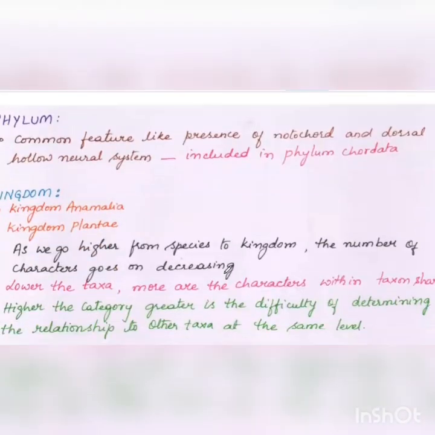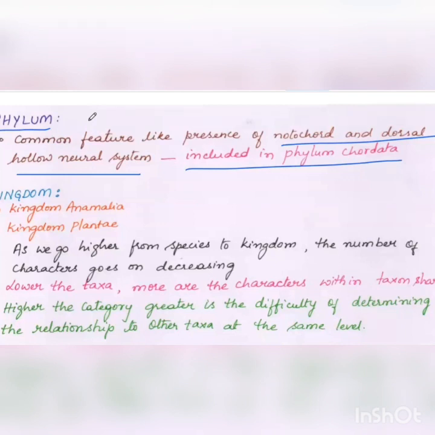And next, coming to the phylum, one of the topmost hierarchies. The common features are the presence of notochord and dorsal hollow neural system. They are included in phylum Chordata. That doesn't mean the other phyla come under Chordata. They are different. Hemichordata and others are different. Remember, it is phylum Chordata.